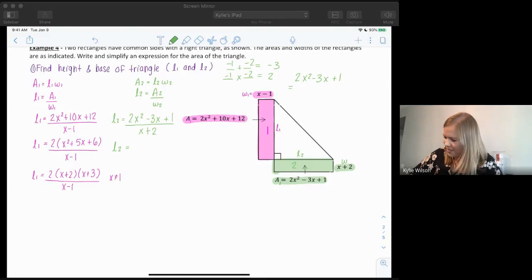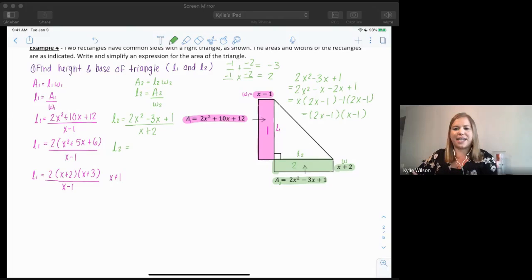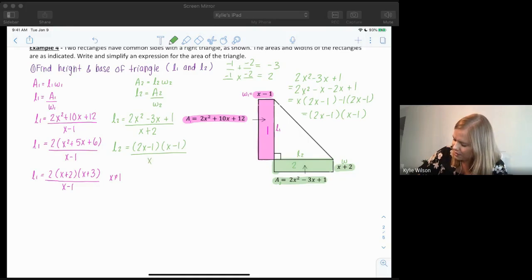So instead of writing -3, I'm going to write 2x squared minus x minus 2x plus 1. And then I just factor out as much as I can of each group. And then we have 2x minus 1, x minus 1, like that. And so we can fill that in. So we'll have 2x minus 1 and x minus 1 all over x plus 2, like this. And this also gives us another restriction, which would be x can also not be -2.